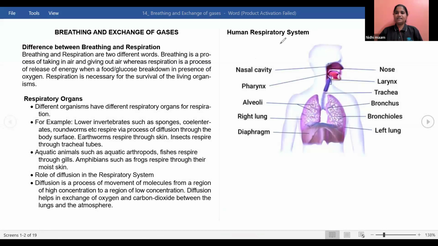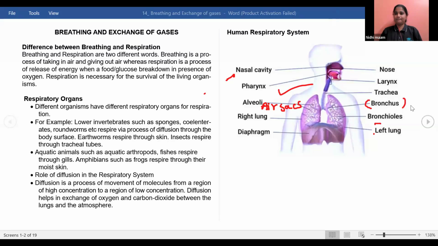Now, nasal cavity is here. Then pharynx. Alveoli, or we can call it air sacs. Then we have the right lung, left lung, diaphragm, bronchi and bronchioles. Bronchi, or singular, bronchus, bronchioles and left lung. So this is the respiratory system.